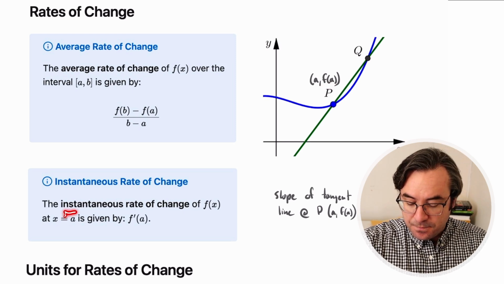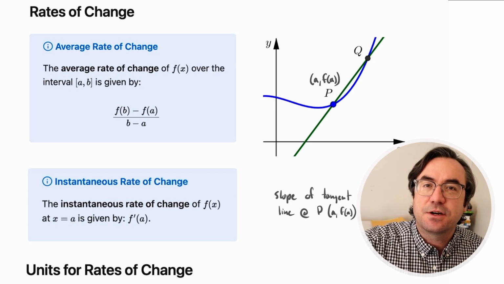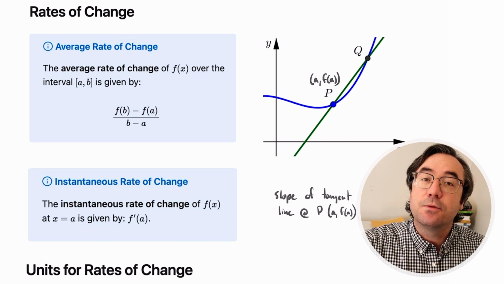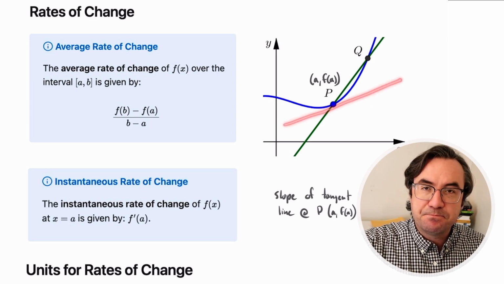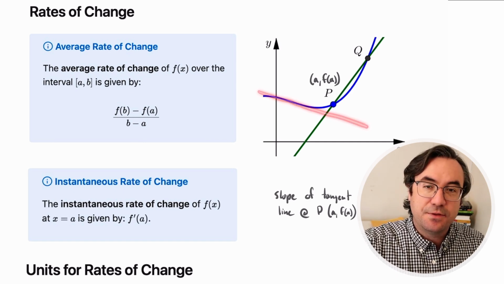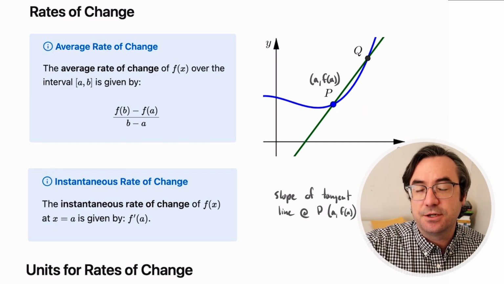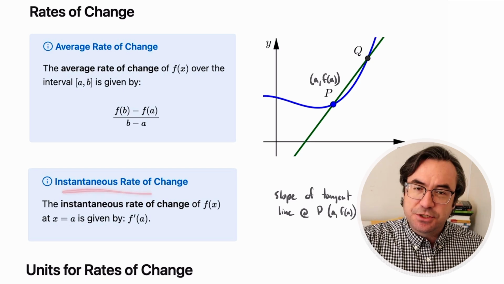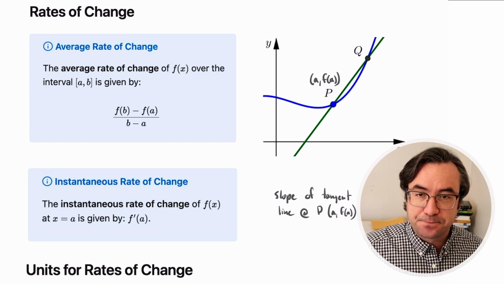All right, so that's all this instantaneous rate of change is, just another way to describe how fast our function is changing at one specific point. That's just the slope of the tangent line. So if our tangent line is pointing up, then our function is increasing. If our tangent line is pointing down, then it's decreasing. Or if our tangent line is flat, then there's no change. So that's the instantaneous rate of change. It just measures how fast our function is changing at one specific point.